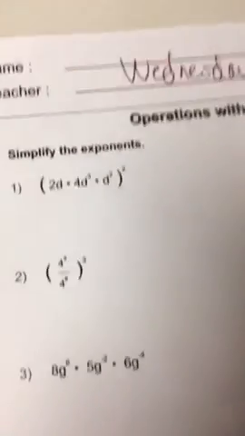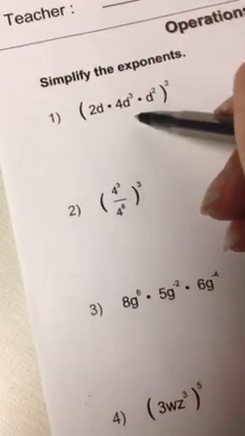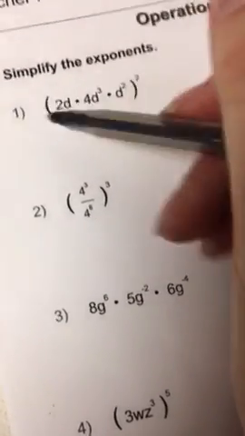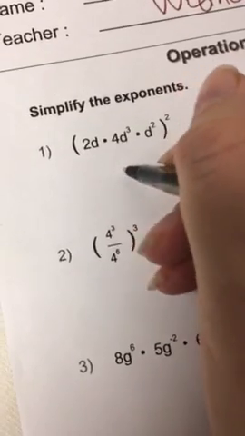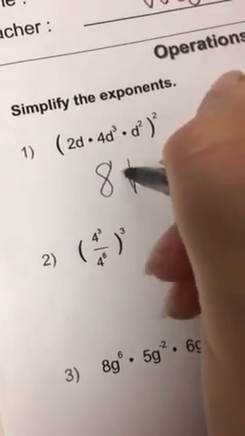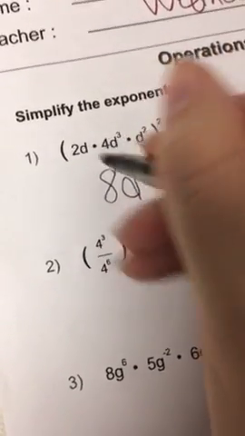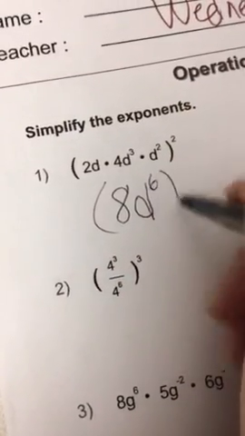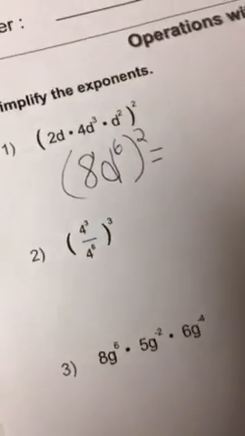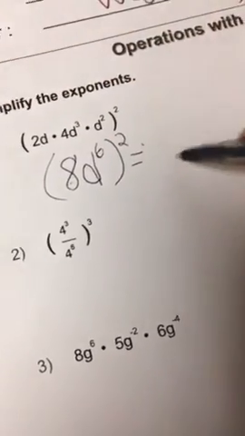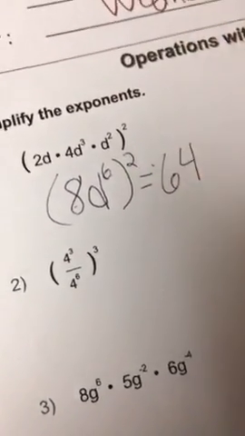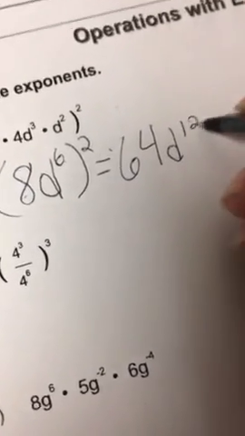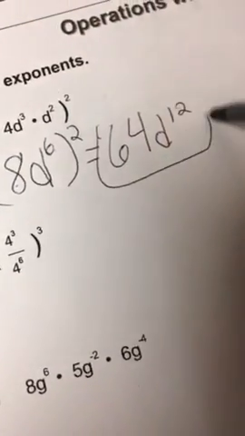Wednesday ELT, operations with exponents. So for this one, we're doing what's inside the parentheses first. So 4 times 2 times 1 is 8. d to the 3, 4, 5, 6 power, all to the second power. So 8 to the second power is 64. And then I would multiply my exponents to get d to the 12th for my final answer.